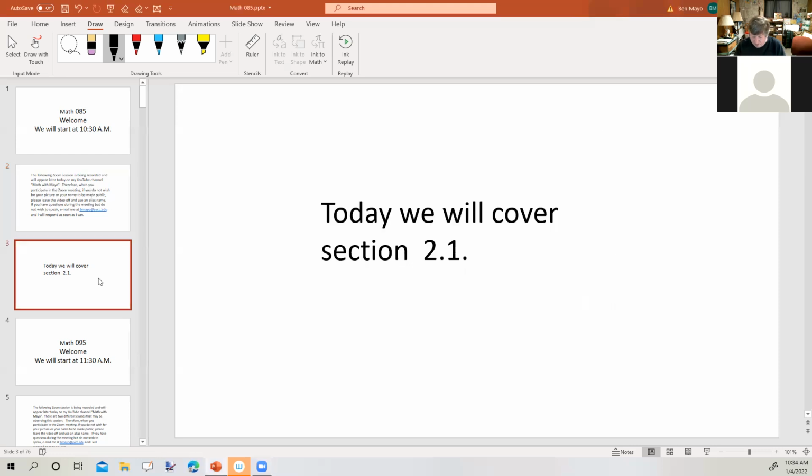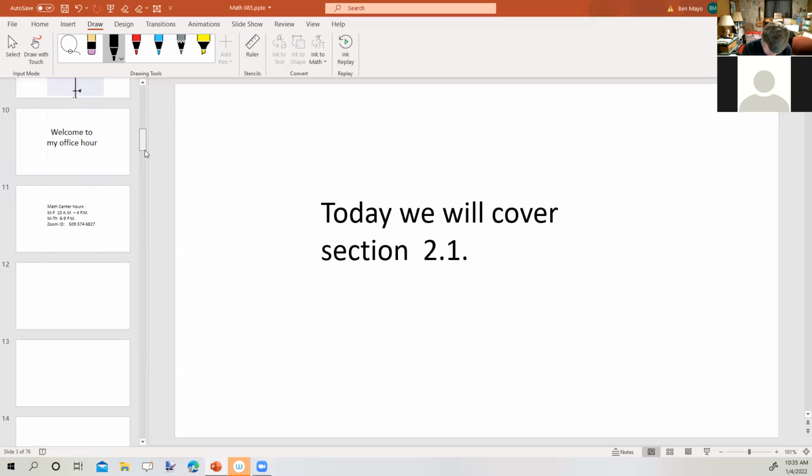Okay, so today we're going to take a look at section 2.1, which is solving equations using properties of equalities. So let's go ahead and get started.